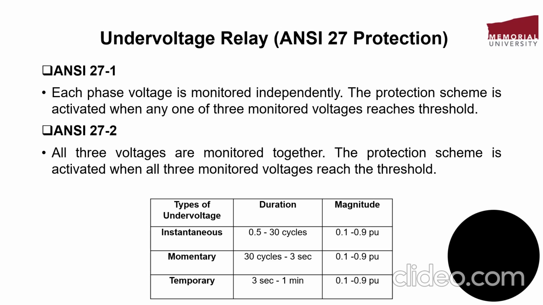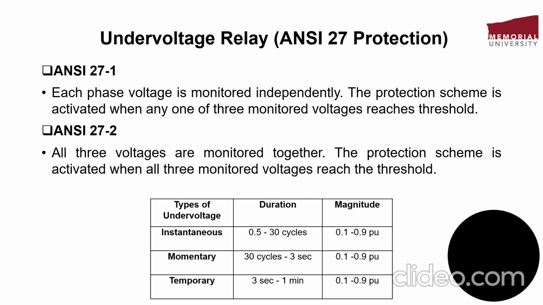So in this table we can see that different types of undervoltage are given: instantaneous undervoltage, momentary undervoltage, and temporary undervoltage. And these are basically classified on the basis of their duration. So if there is a voltage dip for a duration of 0.5 to 30 cycles and its magnitude is 0.1 to 0.9 per unit, it means that will be instantaneous undervoltage.